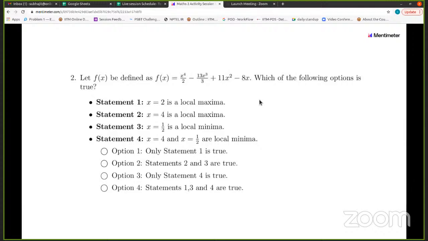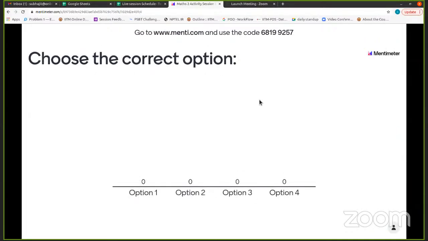So can you open the answer? Yeah. So basically this problem is easy. You know f dash x from the previous one. The Mentimeter code portal, where we can answer. Yeah, you can answer. So can I just see the options again? Yeah, sure.